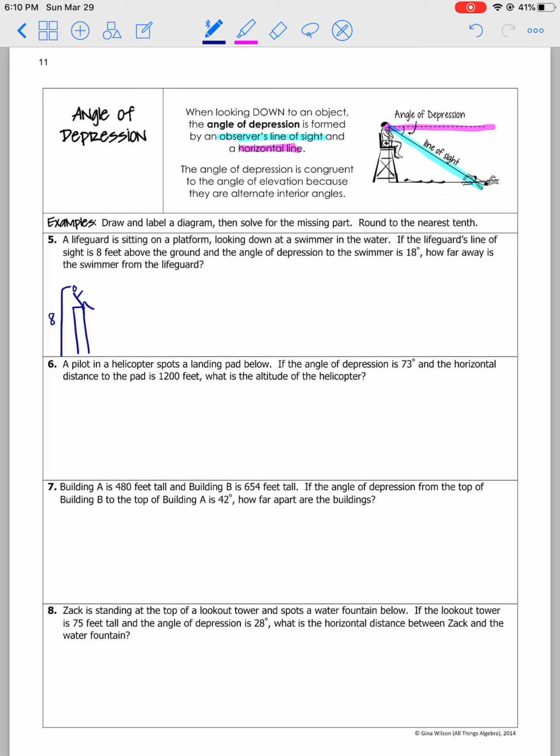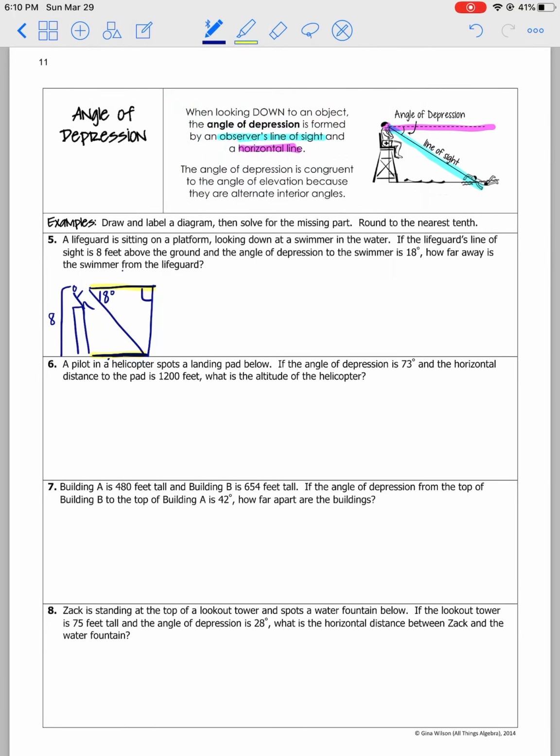All right, so let's walk through this. If the lifeguard's line of sight is 8 feet above the ground, and the angle of depression to the swimmer is 18 degrees, meaning his line of sight and the horizontal line form an angle of 18 degrees. How far away is the swimmer from the lifeguard? We know that this is the right angle. We want to know how far away he is, which is the same as this.